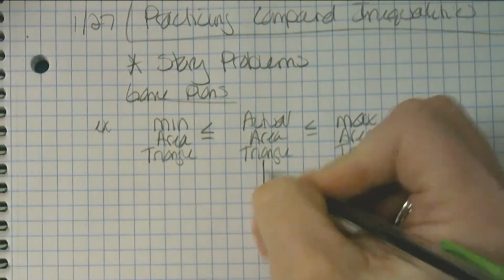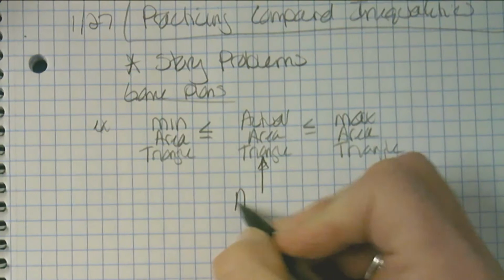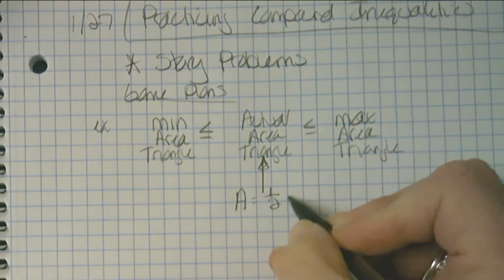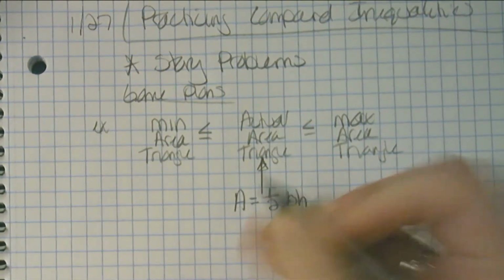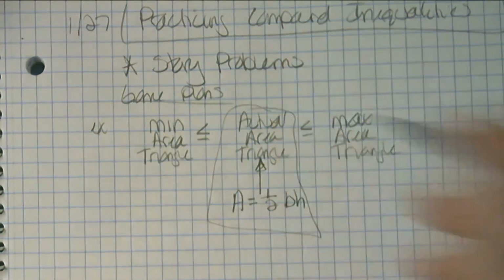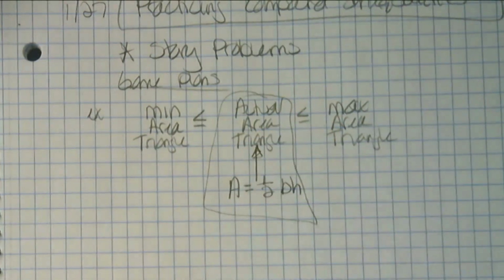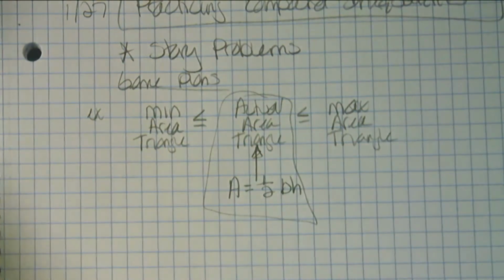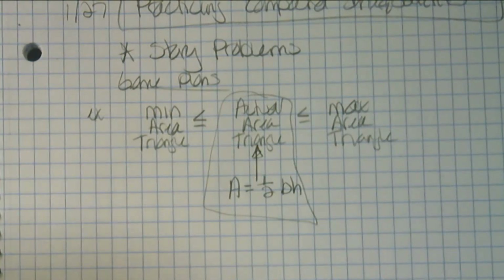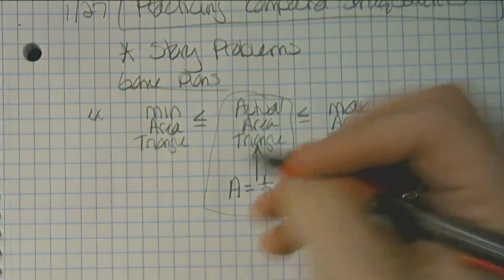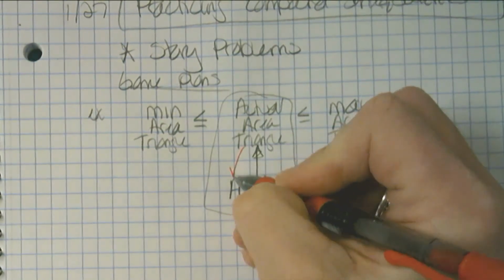What needs to go in here, area of a triangle is 1/2 base times height. So I need to put in here a formula for the area of a triangle. So the reason I'm saying that is that you may have to transform equations, because what I'm looking for is a formula.